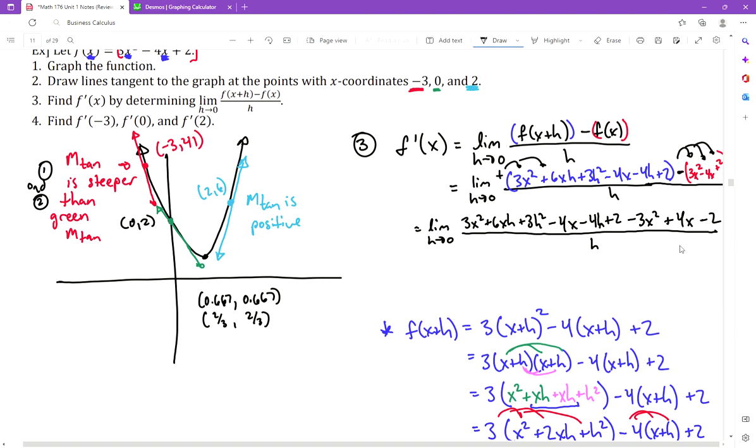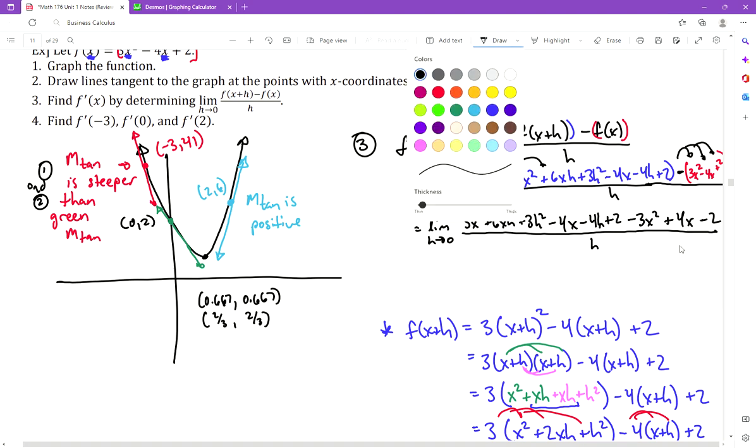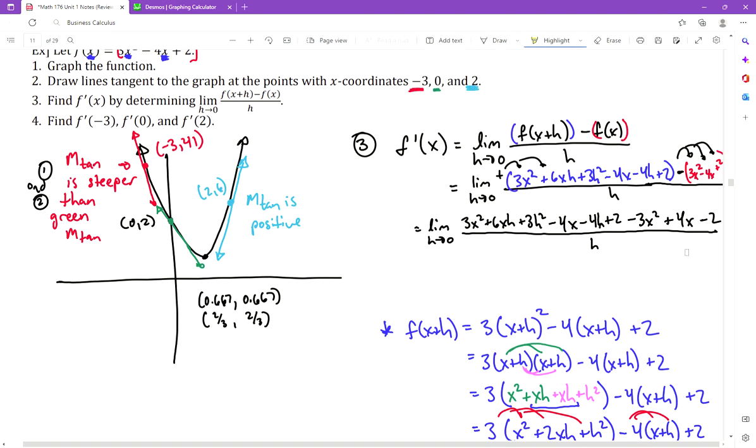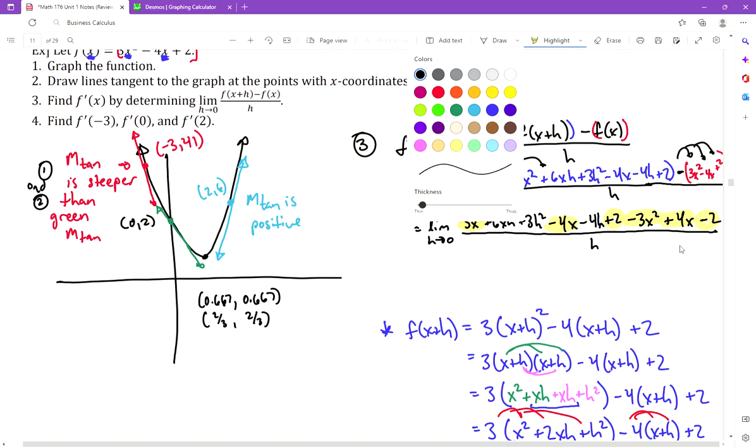Keep that limit there. And then what's going to happen is most of the time, a lot of terms cancel out. So we have 3x squared and minus 3x squared. That's 0. We do have a minus 4x and a positive 4x. That's also 0. Then we have a positive 2 and a negative 2, and that's also 0. So we're left with just terms that have h in it.